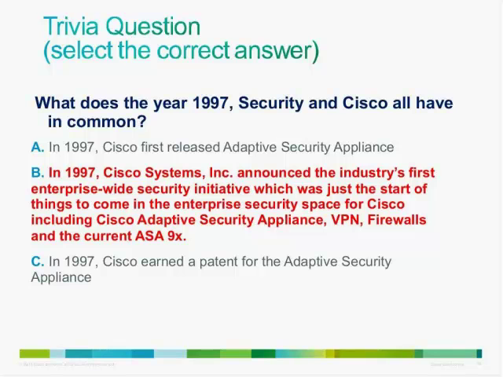Okay, so time to answer the trivia question that we asked earlier. The question was, what does the year 1997, security, and Cisco all have in common? The answer is option 2, and I see a good percentage of you have answered option 2. Yes, that is correct. Cisco announced the industry's first enterprise-wide security initiative, which was just the start of things to come in the enterprise security space for Cisco, including Cisco ASA, VPN, firewalls, and current ASA 9X.